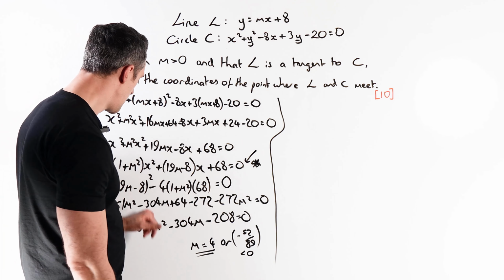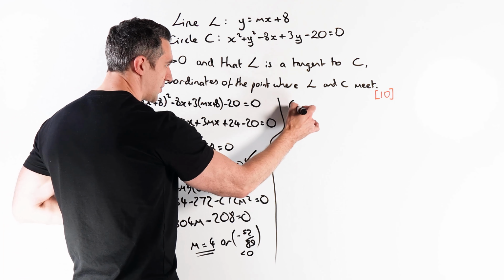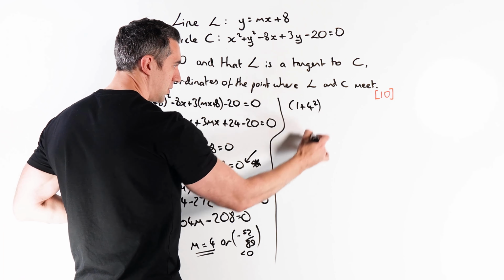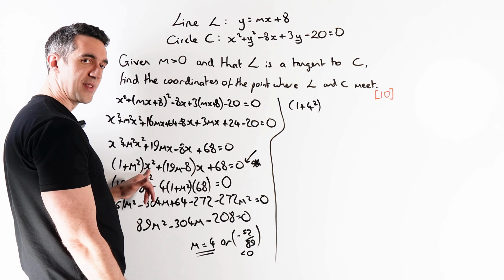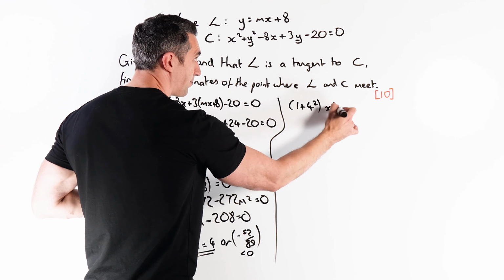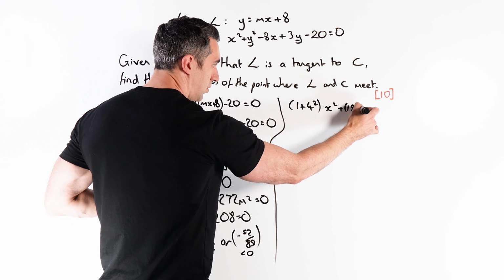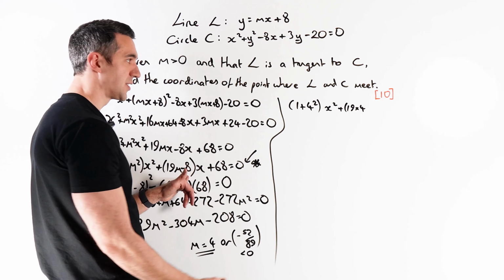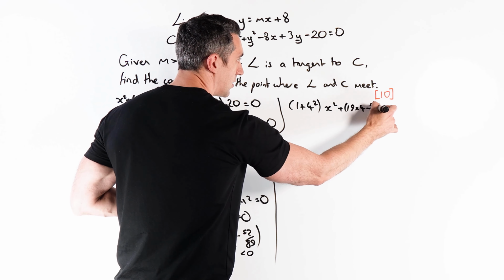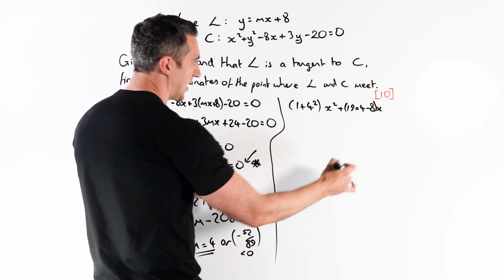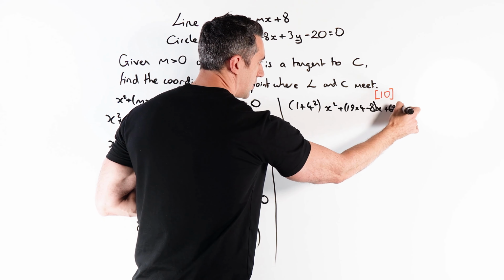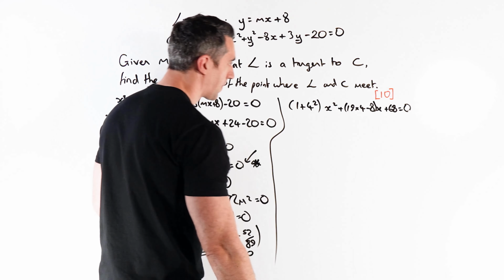Much easier, right? So if we go through, we've got 1 plus m squared. So m is 4. Remember, makes life a bit easier. That's our x squared coefficient, so we put our x squared in. Plus 19 times 4 minus 8. That's our x. And then we've got plus 68 equals 0.